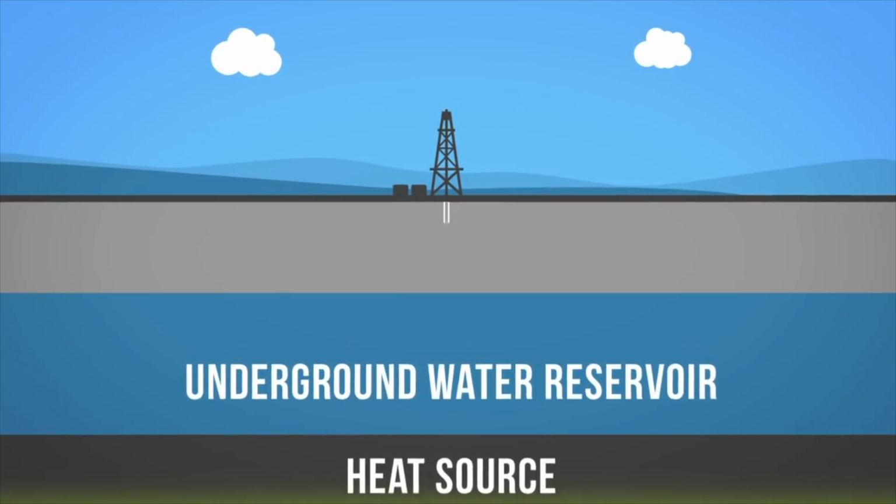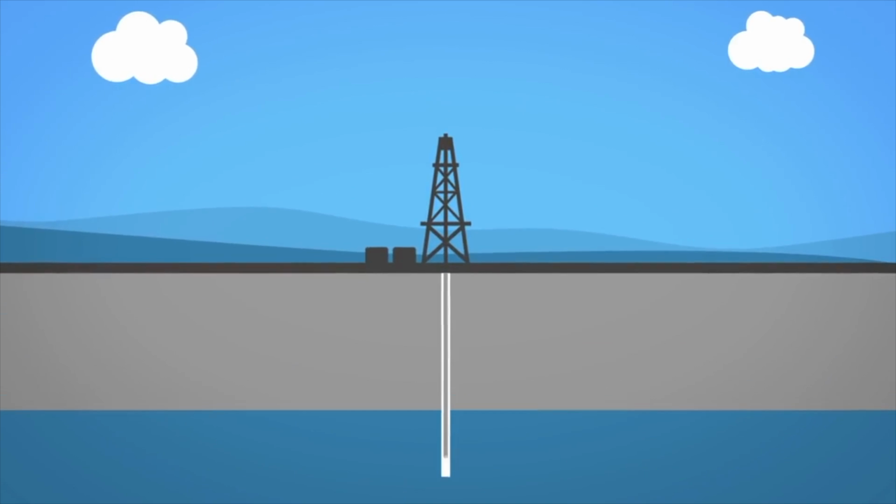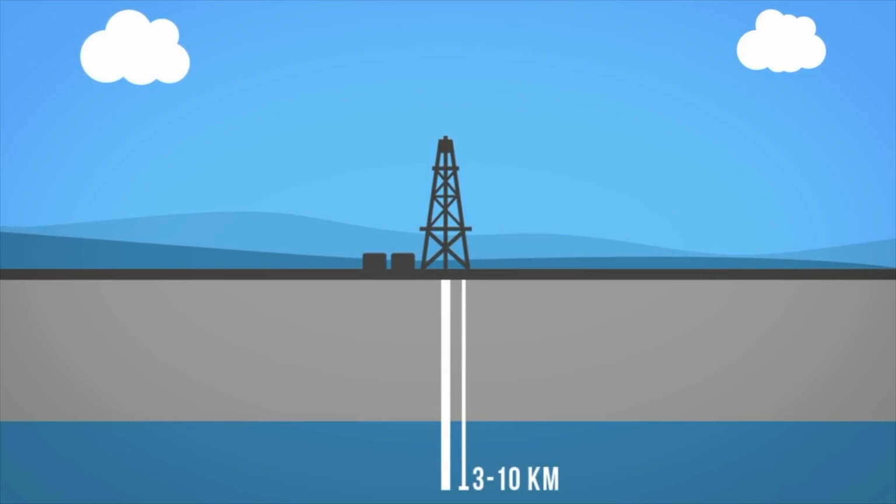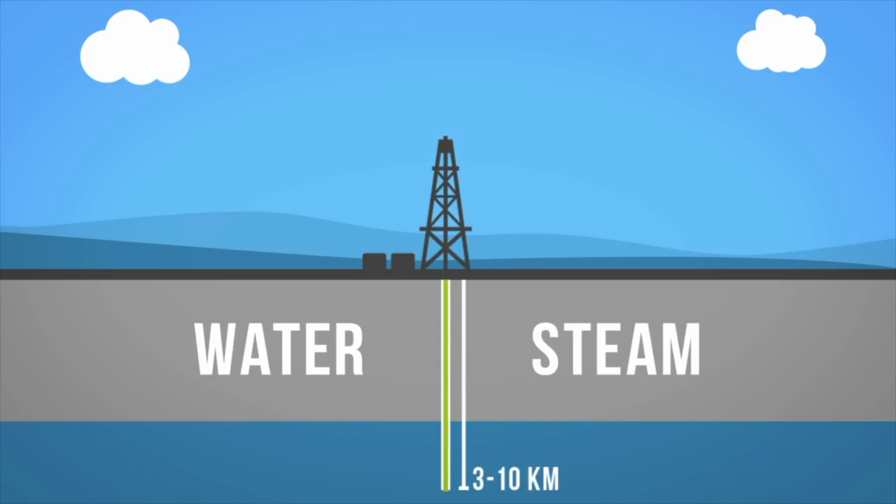Geothermal wells are drilled into the Earth's crust at approximately a depth of 3 to 10 kilometers. The heat is extracted with a variety of methods, but in most cases is drawn from the Earth using water and steam.